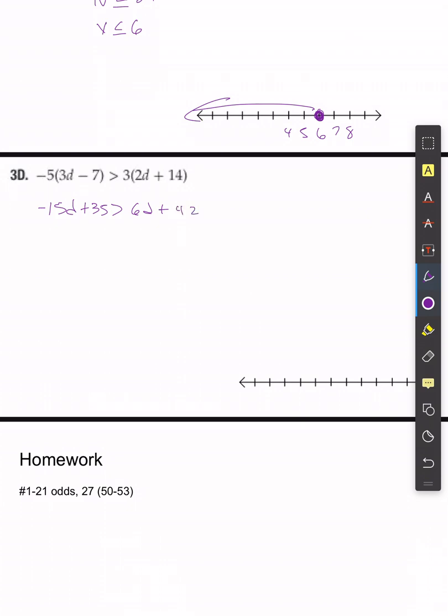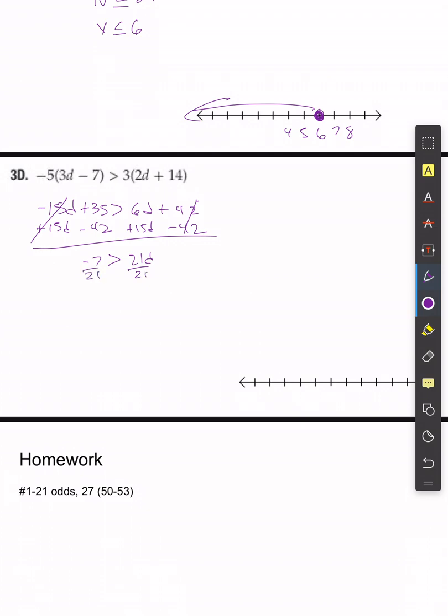Okay, so then let's combine. So we're going to subtract, I'm going to add 15d actually to both sides, and then subtract 42 from both sides. This is going to go away, this is going to go away. 35 minus 42 is negative 7. Is greater than, this is going to be 21d, divide both sides by 21.